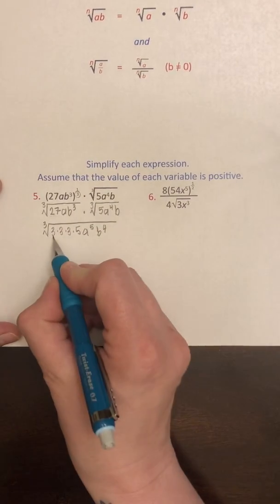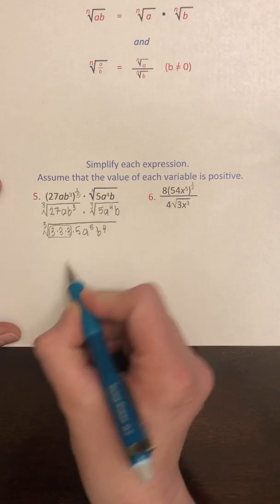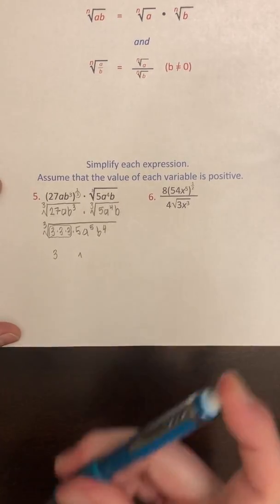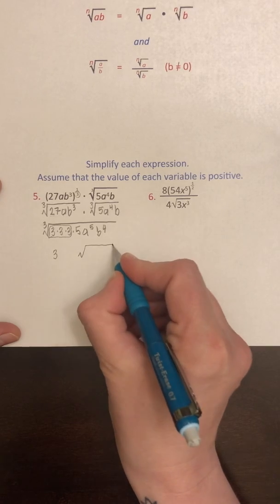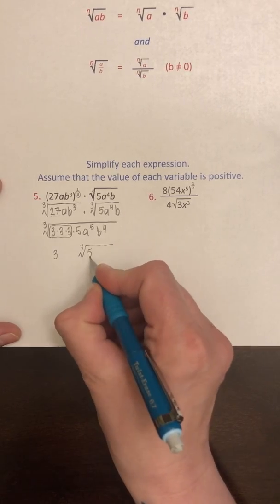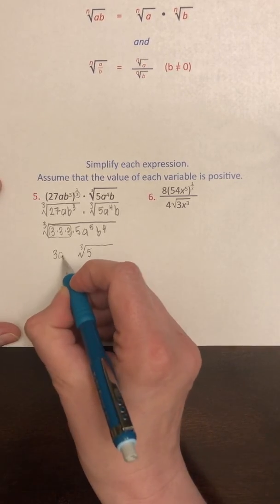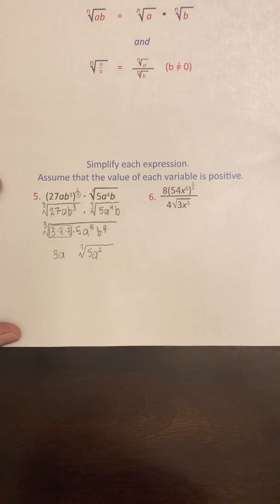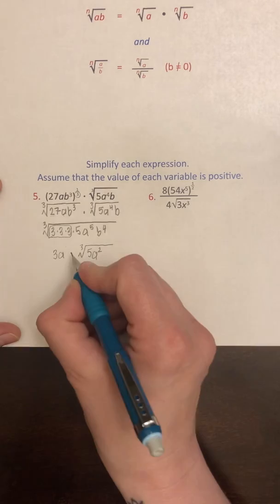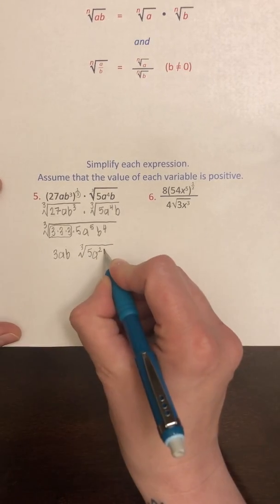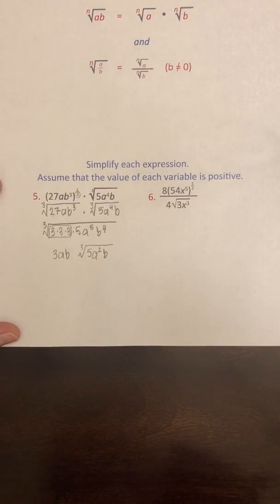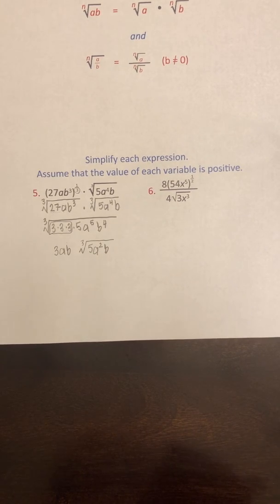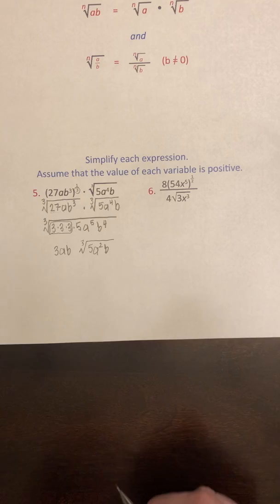And now I'm gonna look and see what I can take out. Well, obviously I get to take out a 3. So I'm gonna have a 5 stay underneath the radical. I can take out one A, but I'm gonna have 2 left over underneath the radical. And for the B's, I can take 1 out, but I'm gonna be left with 1 underneath. And because my index is odd, I do not need to worry about absolute value signs.